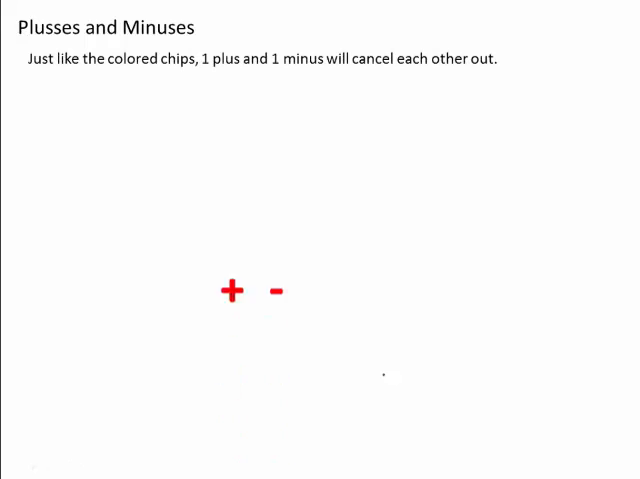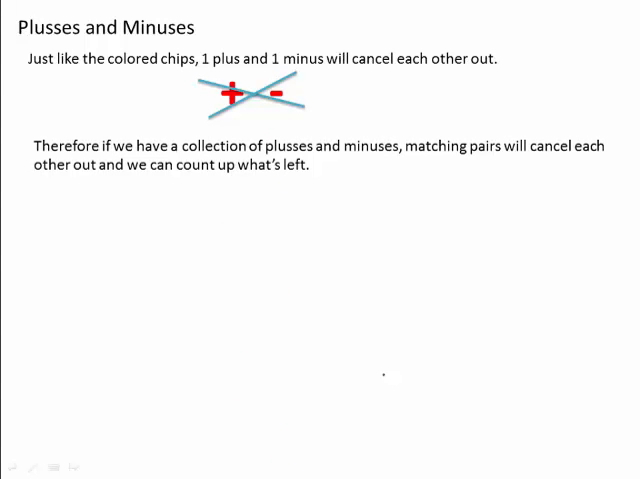I can also use pluses and minuses if the colored chips don't work. Maybe you only have a pencil with you and you don't have two different colors. So one plus and one minus will cancel each other out. So if we have a collection of pluses and minuses, matching pairs cancel each other and we can count up what's left.